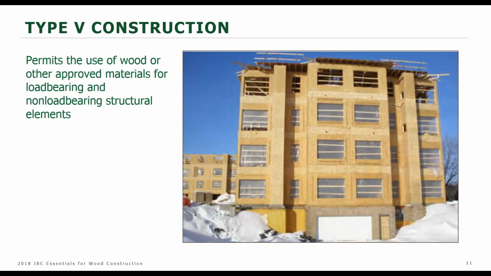Type 5 is wood frame construction primarily. It's any material permitted by the code. So you can have non-combustible building elements, of course, but type 5 has the smallest buildings. They're limited in height and area, dominated by wood frame construction, no doubt. Even in commercial these days, all your load-bearing and non-load-bearing structural elements can be wood or any material.